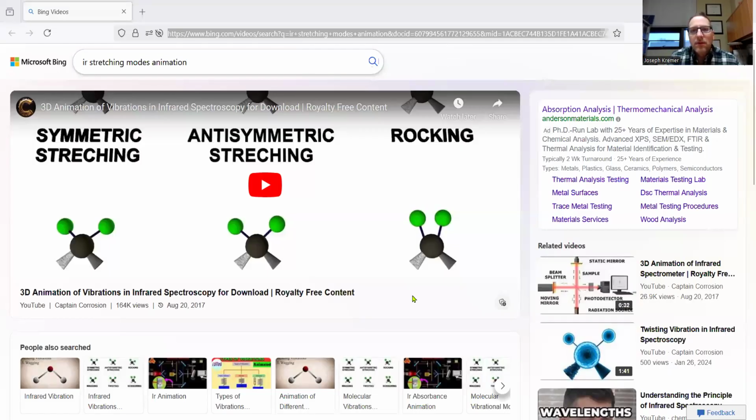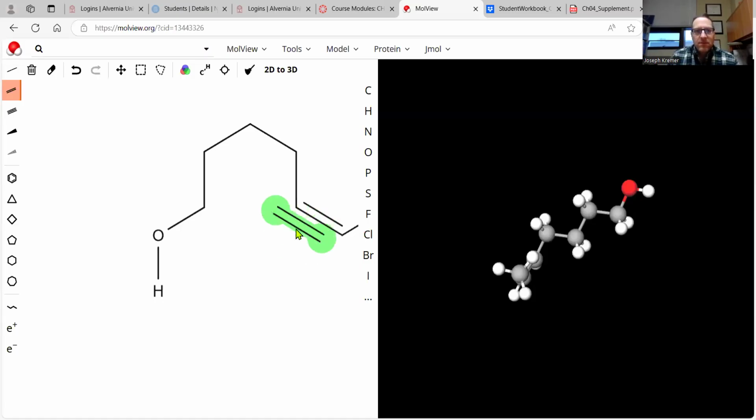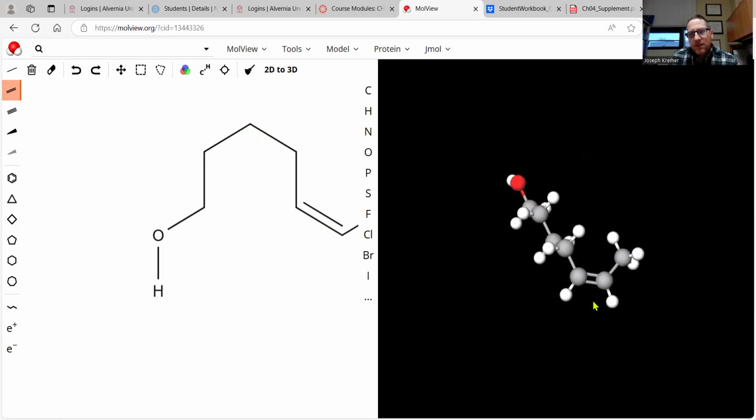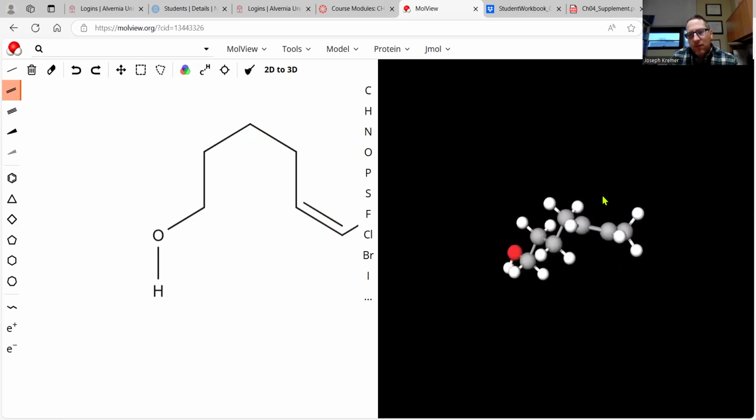Oh, wrong one. I'd like to show you the model view. Please note how double bonds are flat. Okay, so you see the flatness of the double bond. The double bond is flat here. Don't take my word for it. Look at the hydrogens in white. That's a double bond and they're flat.